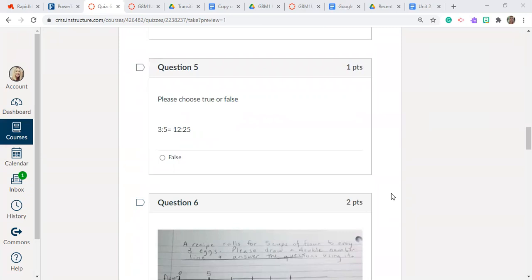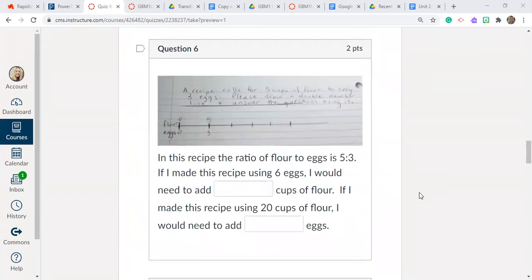Question number 5. Please choose true or false. Are these equivalent ratios? 3 to 5 equals 12 to 25. Is this true or false? Pause and do the work.